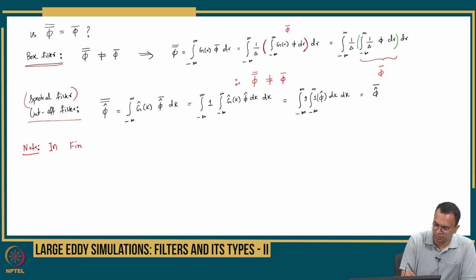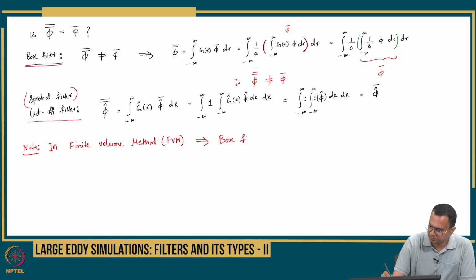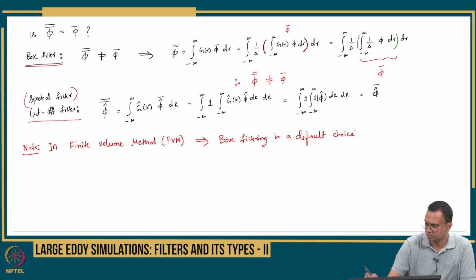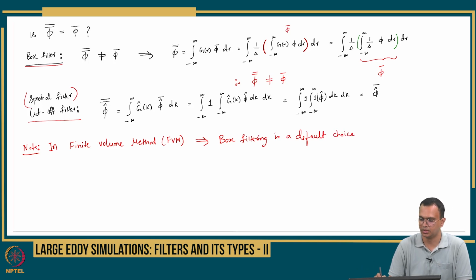So in finite volume method, FVM, box filtering is a default choice. People use it in finite volume method. I told you spectral filters are used in pseudo-spectral solvers. If you are using Navier-Stokes in the real space, finite volume method, box filtering is default.